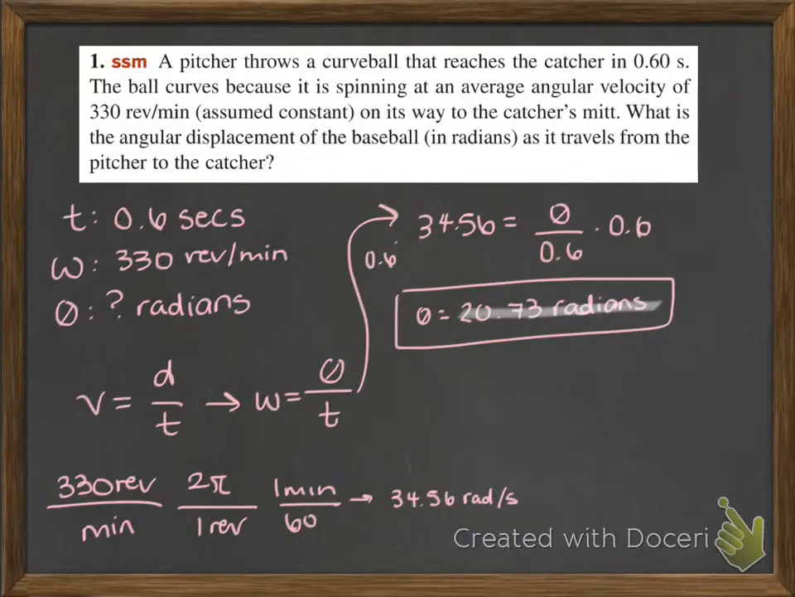On the way to the catcher's mitt, what is the angular displacement of the baseball in radians as it travels from the pitcher to the catcher? So you see there that they're asking for a different unit at the end. So we have to just lay out all the things.